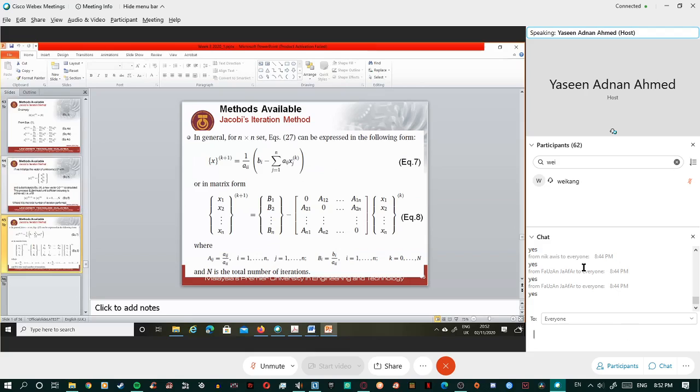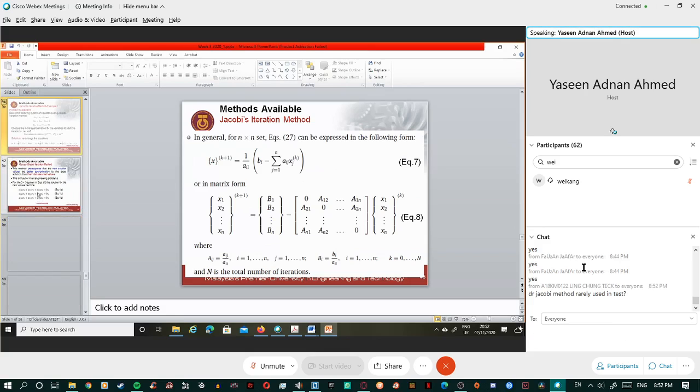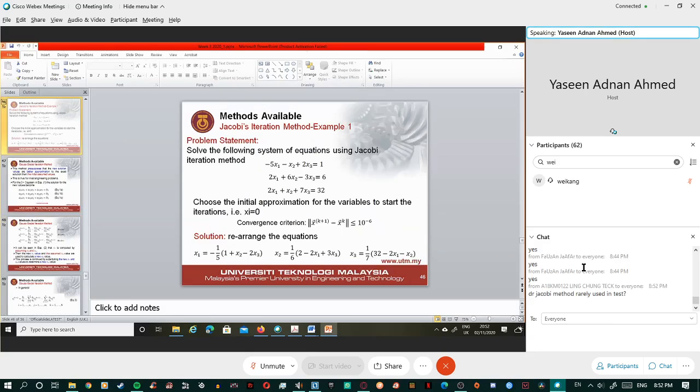I just want to highlight one thing. The Jacobi method is rarely used in tests. Cannot say directly. Normally, both are okay. Sometimes, because we know that Gauss-Jordan elimination involves more operations or more things to do, we try to relax students and give the Jacobi method. It doesn't mean the Jacobi method is not important. Okay, it's not like that.